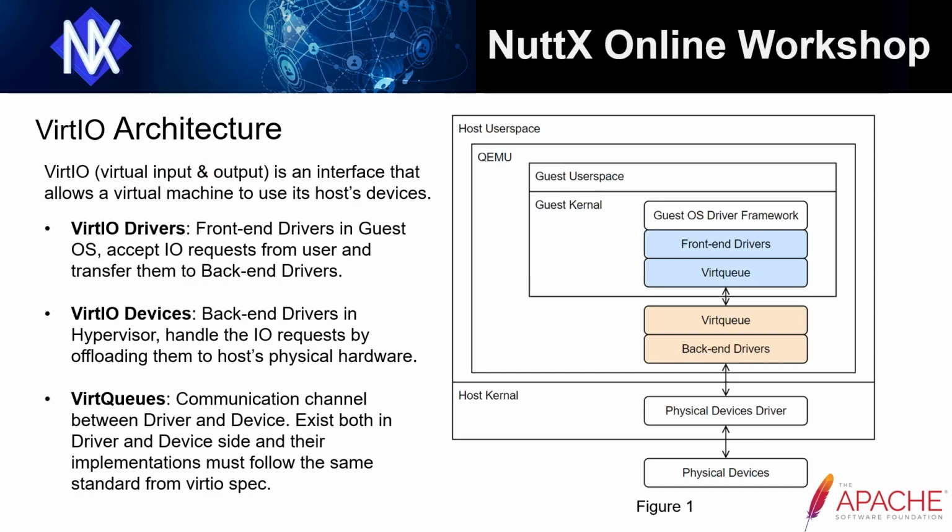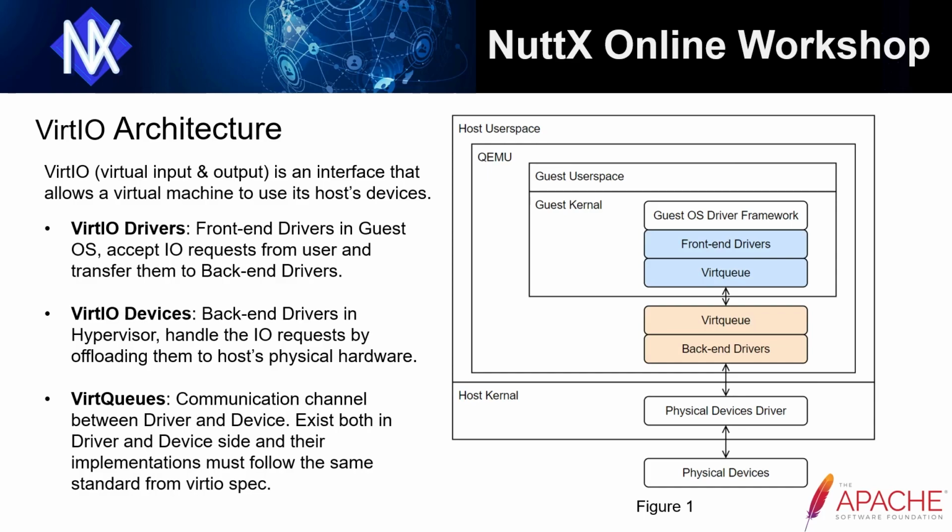Firstly, I want to introduce the VirtIO architecture. VirtIO, or virtual input and output, is the interface that allows the virtual machine to use its host's devices. The red figure shows the overview of the VirtIO architecture. The VirtIO architecture has three parts. The first part is the VirtIO drivers, the blue part in the red figure. We also call the VirtIO drivers front-end drivers. They are in the guest OS and accept I/O requests from the user and transfer them to the backend drivers.